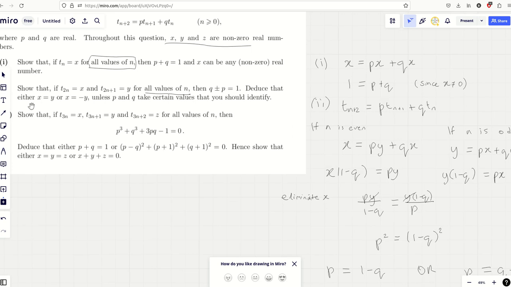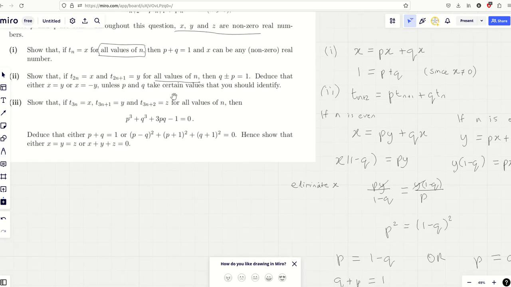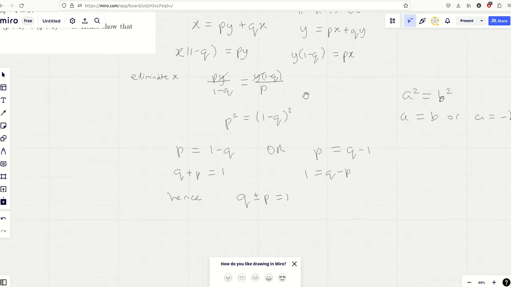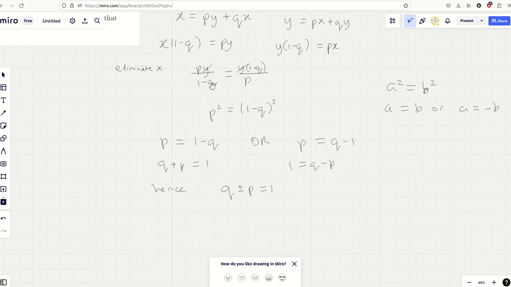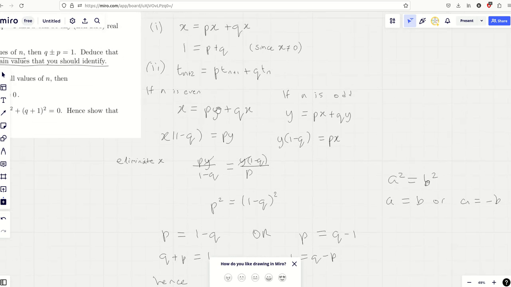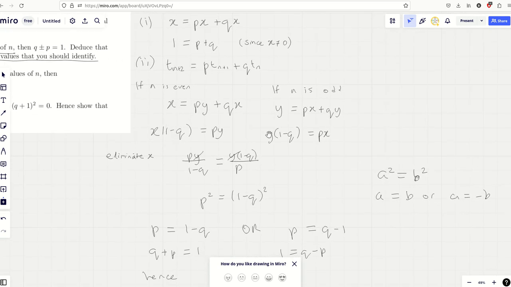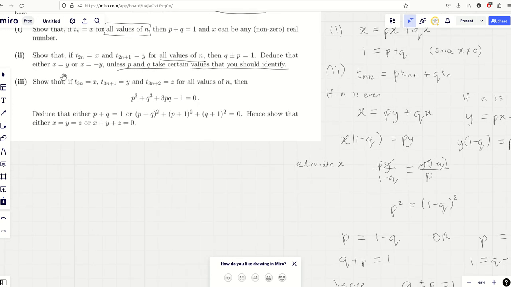Cool. Deduce that either x equals y or x equals minus y unless p and q take certain values which you should identify. Well, this is kind of mysterious, this last little bit, but when you think, well, this is about division by 0, those values are going to be q is 1 and p is 0. Straight away you can see, because that's where you're getting the division by 0. At the start here, if you look at these two equations, if you had q is 1 there, and p is 0, then it doesn't matter what the relationship is between x and y, because you've got 0 equals 0, and that's why these two don't hold when p takes the value of 0 and q takes the value of 1.